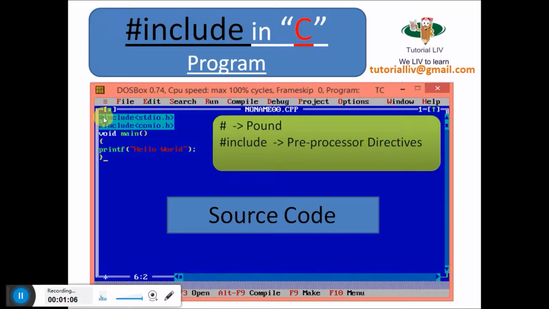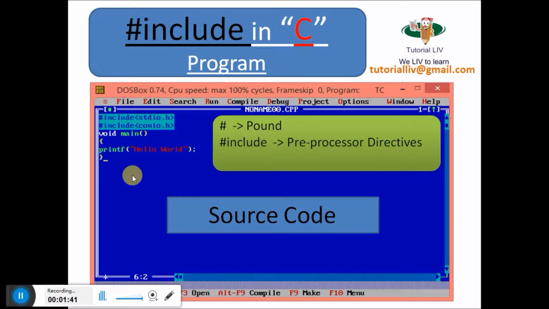So basically in our C language, the hash symbol is pronounced as pound. In our daily life we usually call it hash, but here in programming language we can call it pound also. And hash include, these two words together, we know as preprocessor directives. So hash include is a preprocessor directive, and hash we can call the pound symbol also.